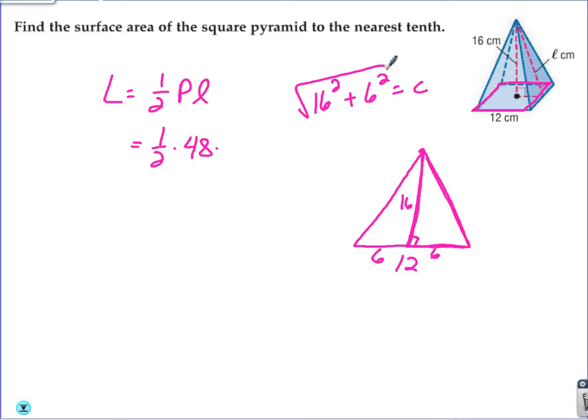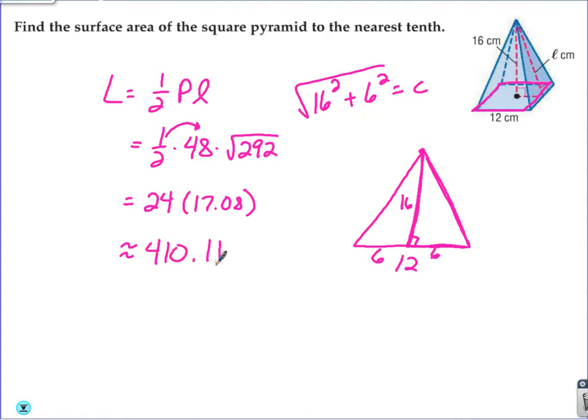Which is, and I think we can simplify that. Well, we could break it down. We'll just leave it at 17.08. So that's 1/2 of 48, which is 24. My bad, it's 17.08. So 24 times 17.08. Go ahead and multiply your answer by 24 and tell me your lateral area is about 410.11. Now that's lateral area.